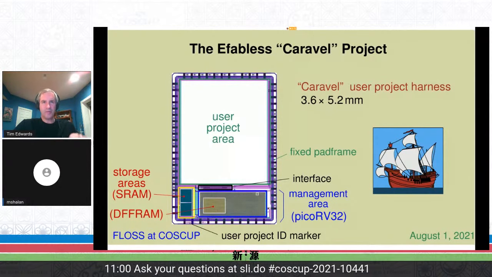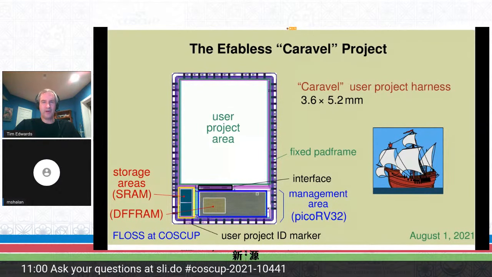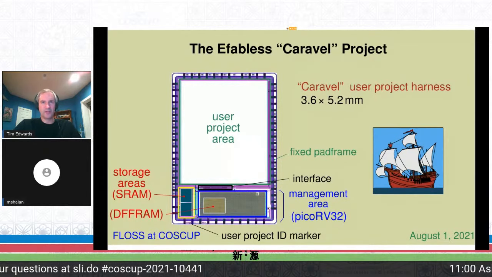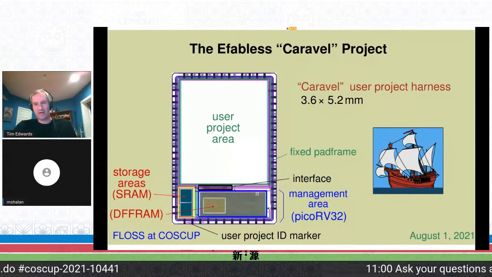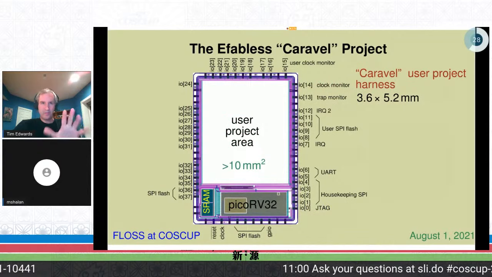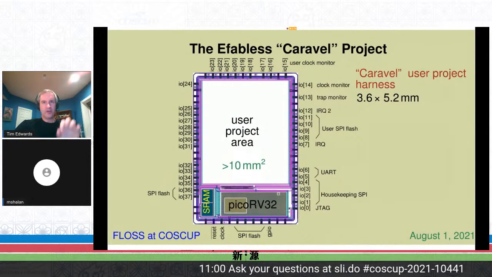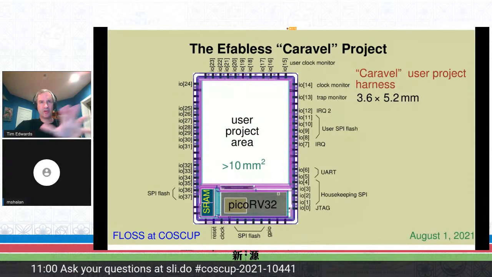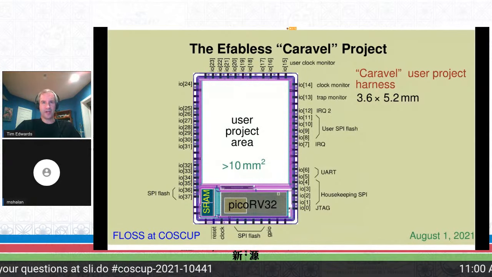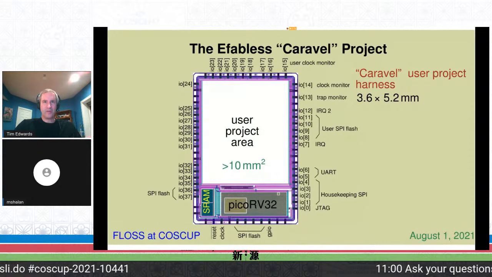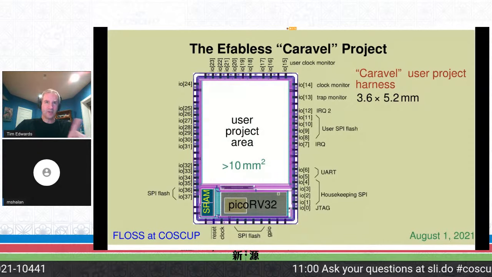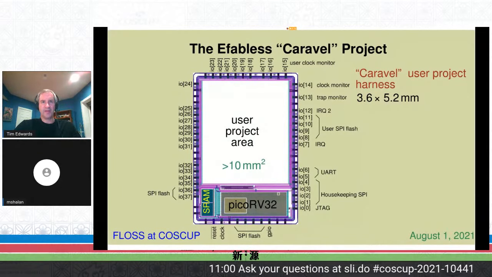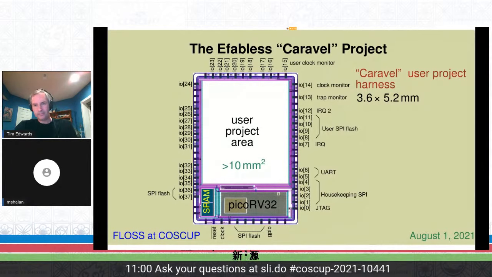The pad frame of the chip was pre-designed using a pad cell library from SkyWater. The power domains were also pre-planned and ESD was taken care of. So this is the layout of the chip. We try to compress the processor and interfaces into the bottom area of the chip and leave as much room as we can at the top for user projects. By keeping the amount of onboard SRAM small, we leave over 10 square millimeters of area for use by the end user for a project.